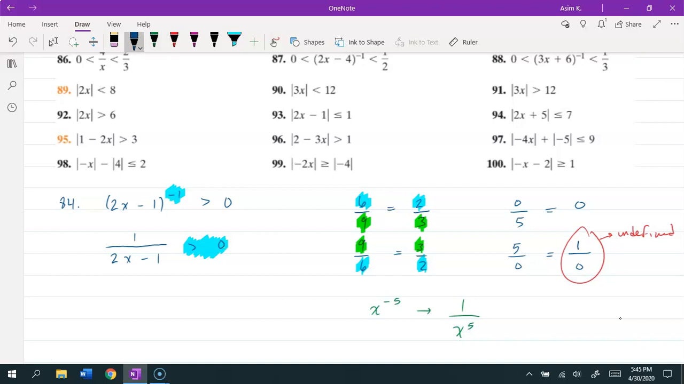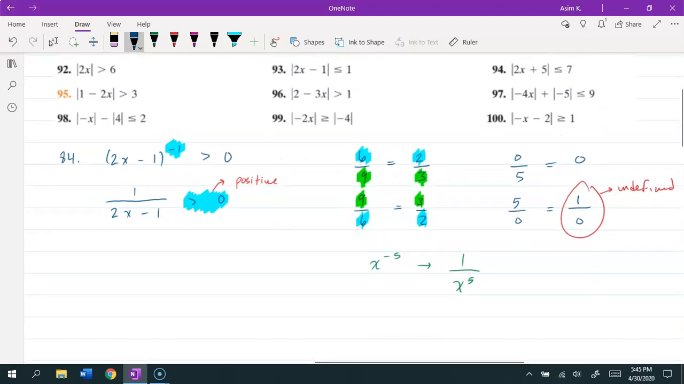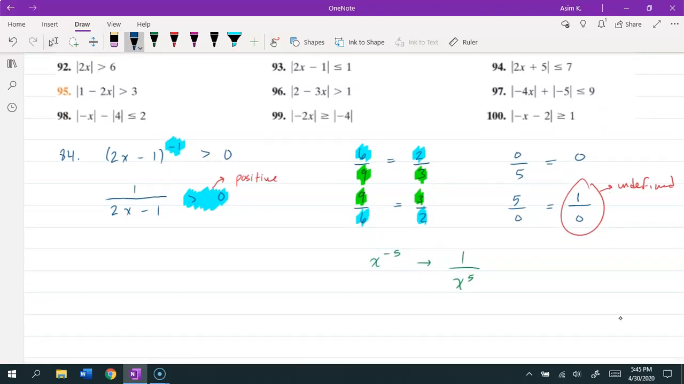Like on a number line, if I told you all numbers greater than 0, what does that mean to you? All right, so what it really stands for is positive. Anything that is greater than 0 is a positive number. And so really what we're trying to say here is 2x minus 1 is actually a positive number. That's actually the conclusion that we make.